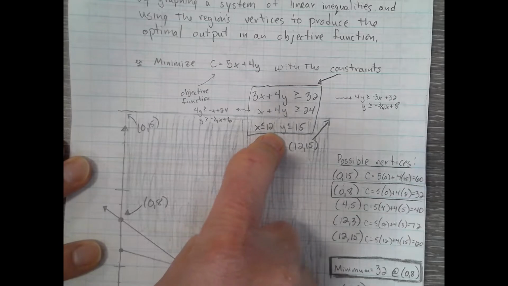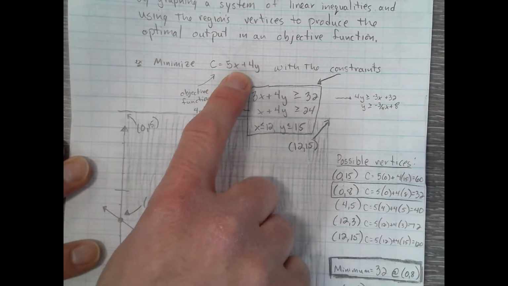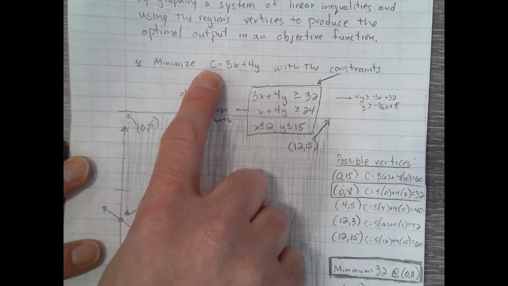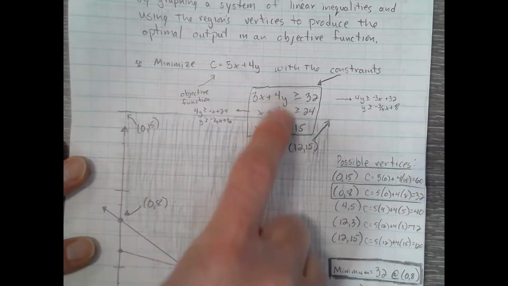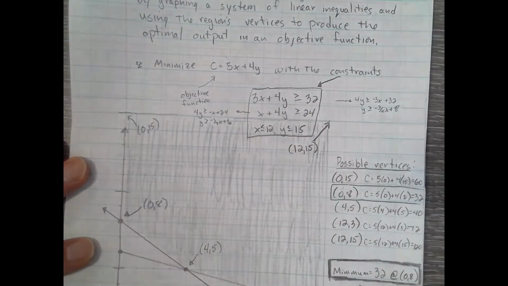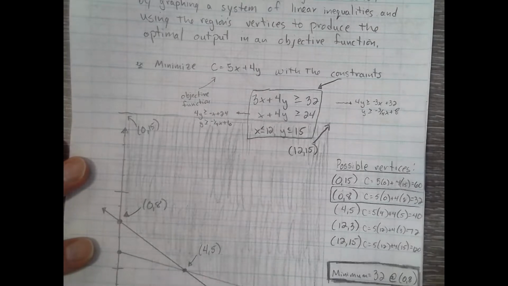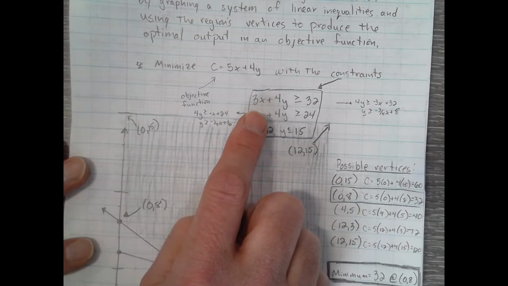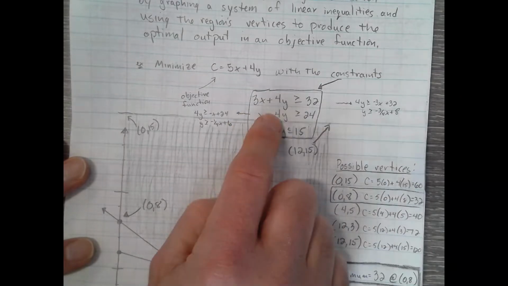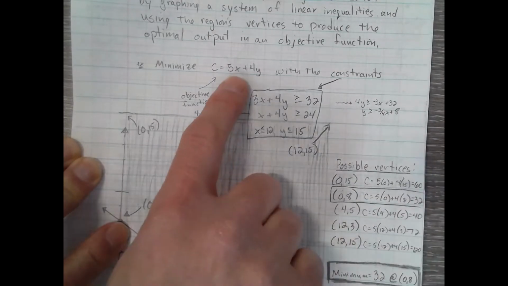But assuming that we set those up correctly, and we have some sort of objective function, which is right here, in this case we're going to minimize the cost. So we've got inequalities. They're not equations. They're like less than or equal to, or less than, which means you're going to be shading. We're going to solve that system, and from that system plug vertices into our objective function.